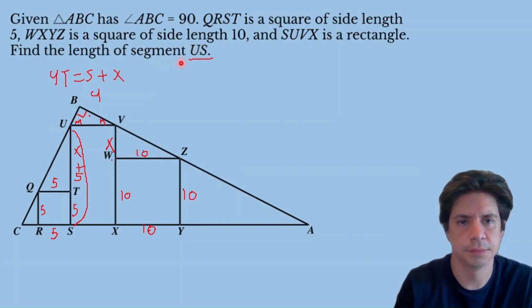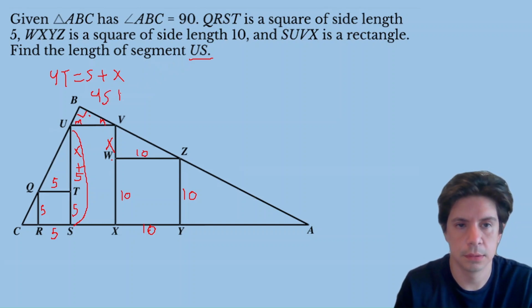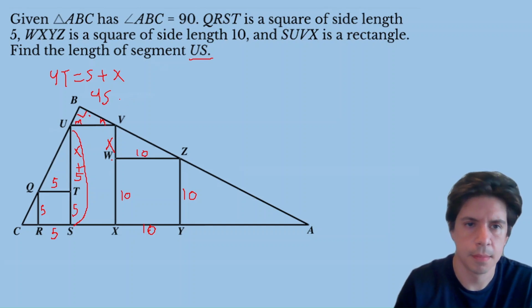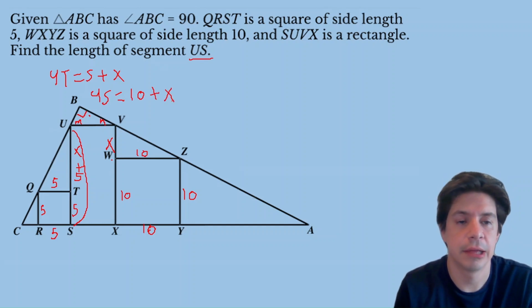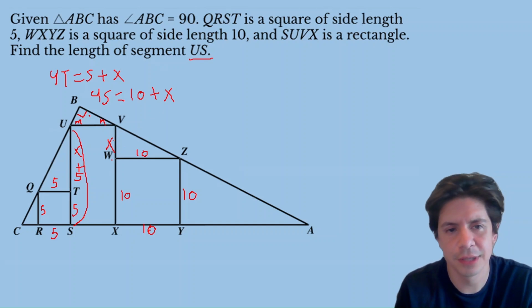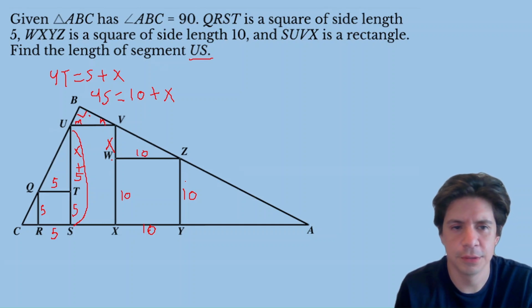So US is going to be 10 plus X. All right, so now how do we find X? One thing you think of is maybe the Pythagorean theorem, but do you notice how we have all these right triangles being formed? So what if we set up a proportion between two right triangles to find out what X is and go from there? So what are the angles?